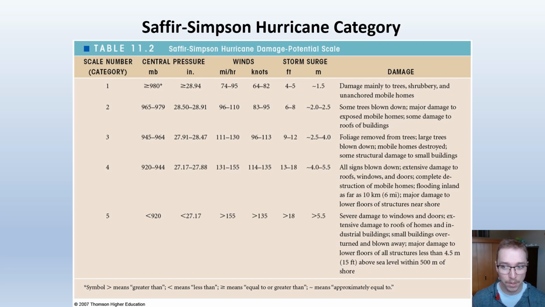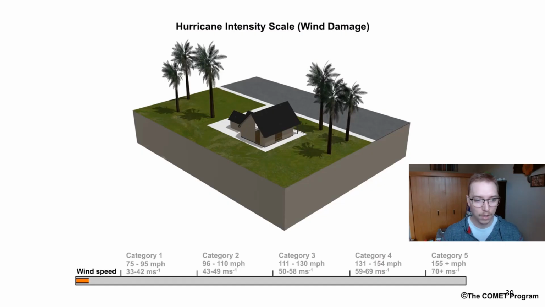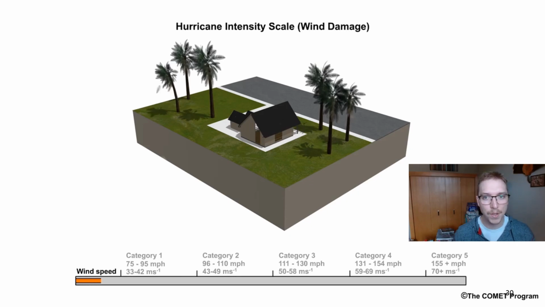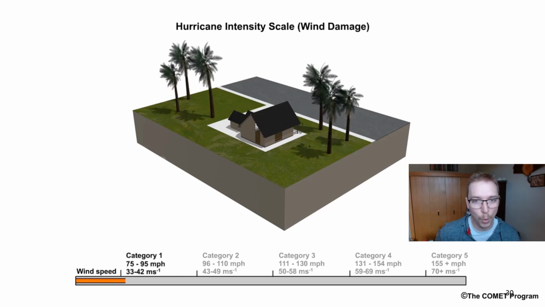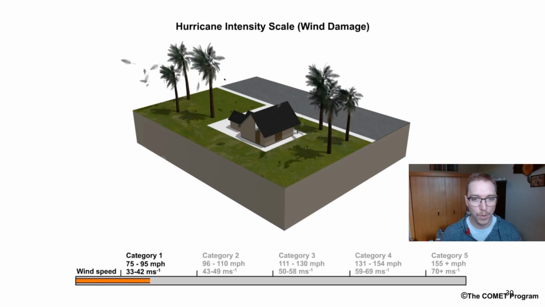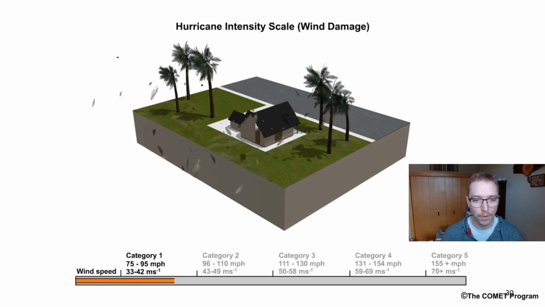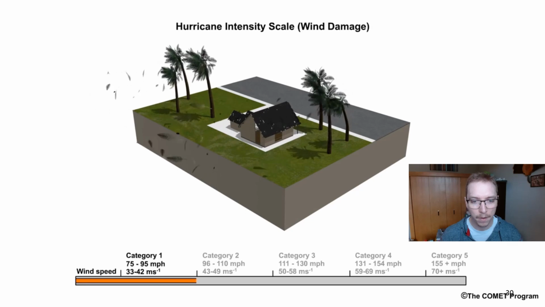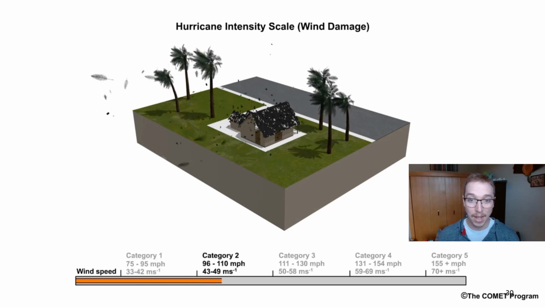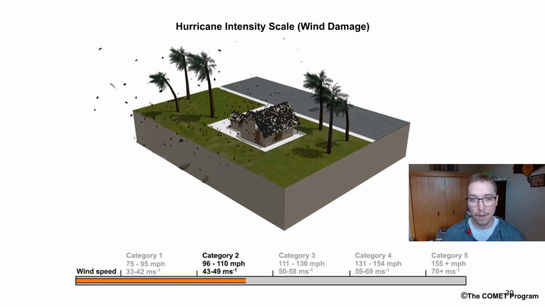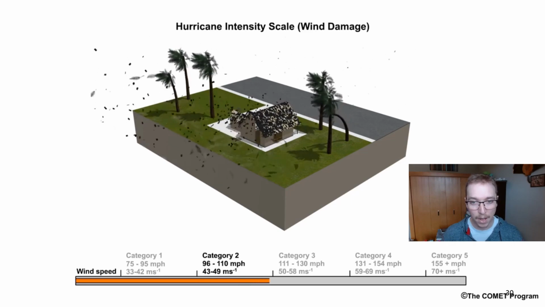So let's look at what that looks like in video form here. Play our video. So this is intensifying as we get to a category 1. Notice, we're losing leaves and shingles on our buildings here. Category 2, we're losing a lot of shingles. Most of them are coming off. We're seeing debris flying.